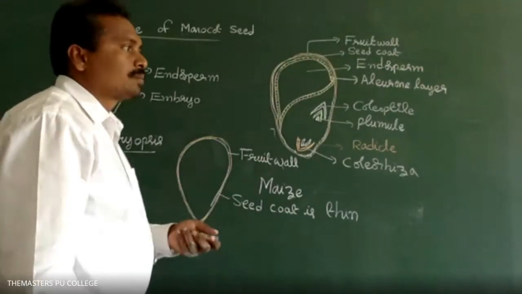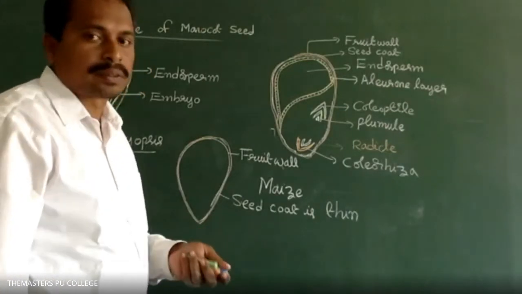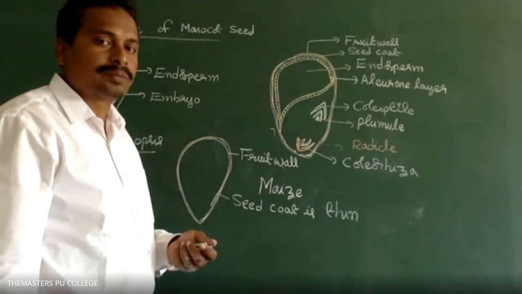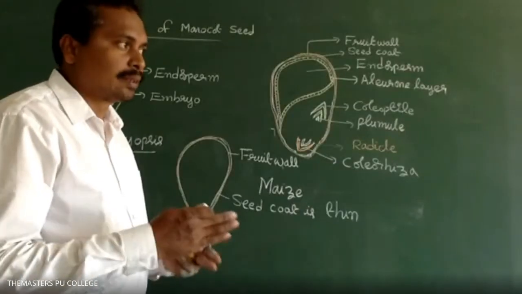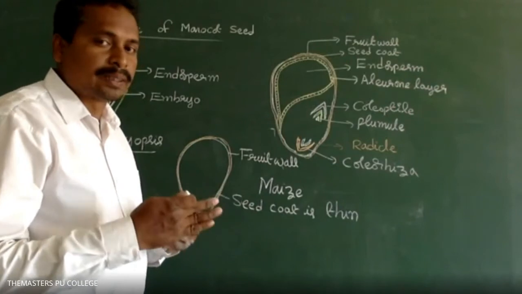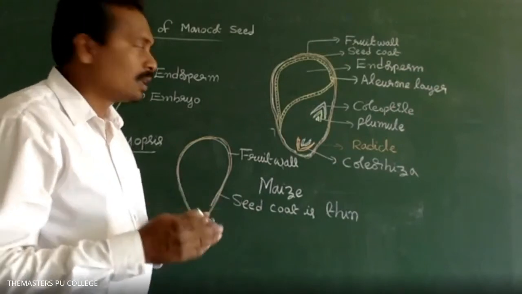Sir, does the fruit wall have any function? The fruit wall gives protection to the seed, to the embryo. Sir, then the seed coat also does the same thing? Yes, the seed coat is common. In some plants, there is more distance, more gap, between the fruit wall and the seed coat.